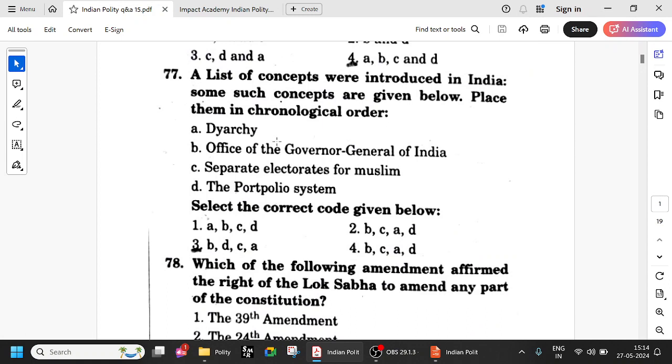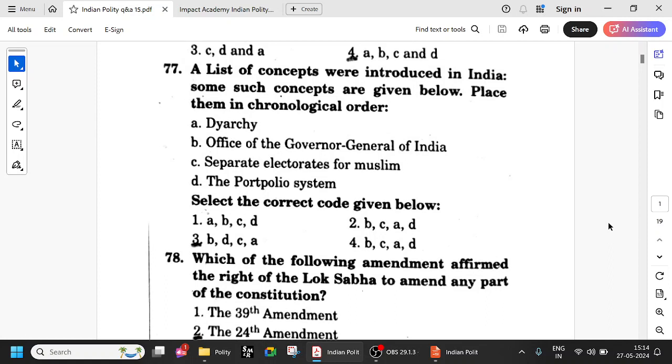Office of the Governor General of India, 1833. Next, portfolio system, Councils Act of 1861 by Lord Canning. Next, separate electorate for Muslims, 1909, parliamentary reforms, and diarchy in provinces is 1919, Montagu-Chelmsford Reforms. Then 1935, Government of India Act: diarchy has been abolished in provinces and diarchy introduced in center. So these are all very basic fundamentals.